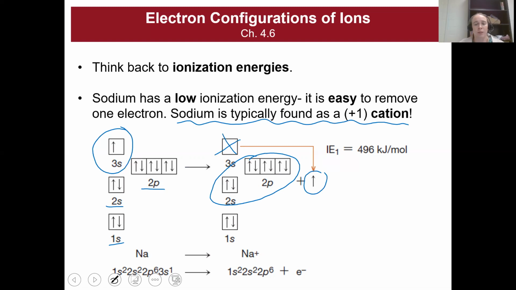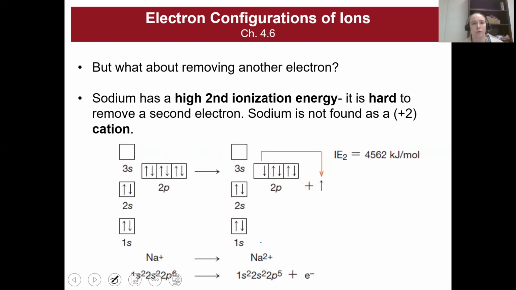So sodium is isoelectronic with neon. It has 10 electrons and is isoelectronic with neon when it forms the +1 cation. So it's related to ionization energy, and it's related to electron configurations. That is how we can predict the charges on typical ions.